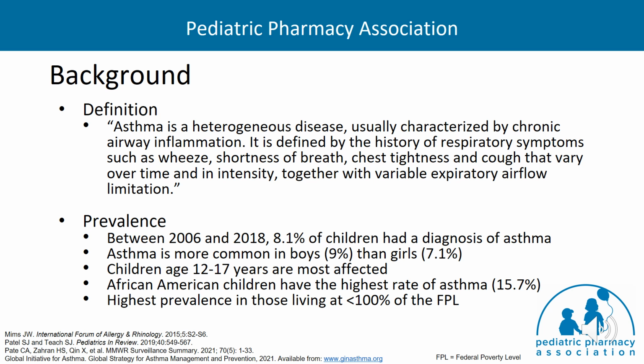The prevalence of asthma is 8.1% of children with a diagnosis of asthma. Asthma is more common in boys than in girls, and children ages 12 to 17 are most affected. African American children have the highest rate of asthma, and the highest prevalence of asthma are those living at 100% of the federal poverty level.